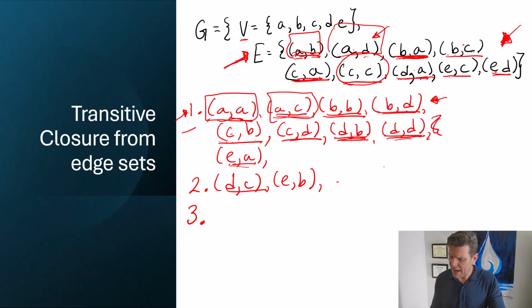What about the E's? I have E to A, E to B, E to C, and E to D. And again, E to E is impossible because there's nothing coming out of E. So I can actually stop. I have all of the transitive closure. All of these edges put together form my transitive closure, which ends up being G+.